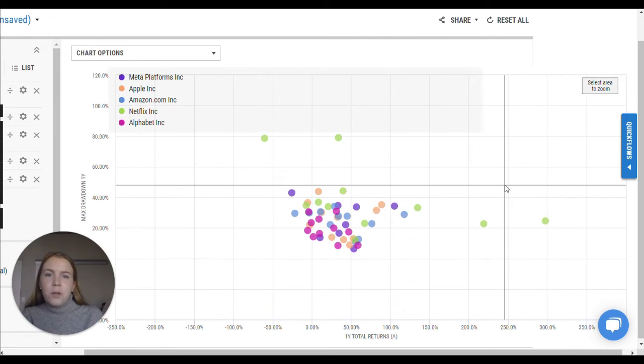As you can see from these few examples, the scatterplot is an invaluable tool for discovering, analyzing, and communicating investment insights with your clients.